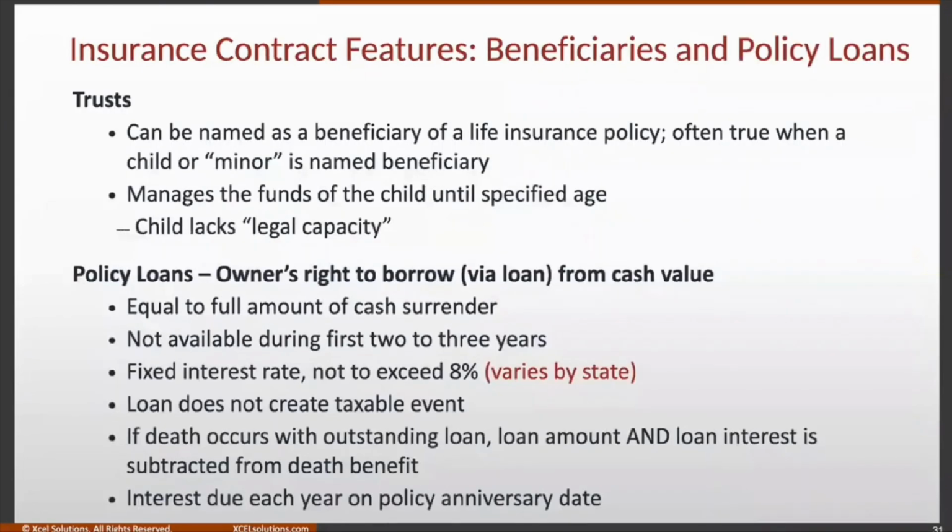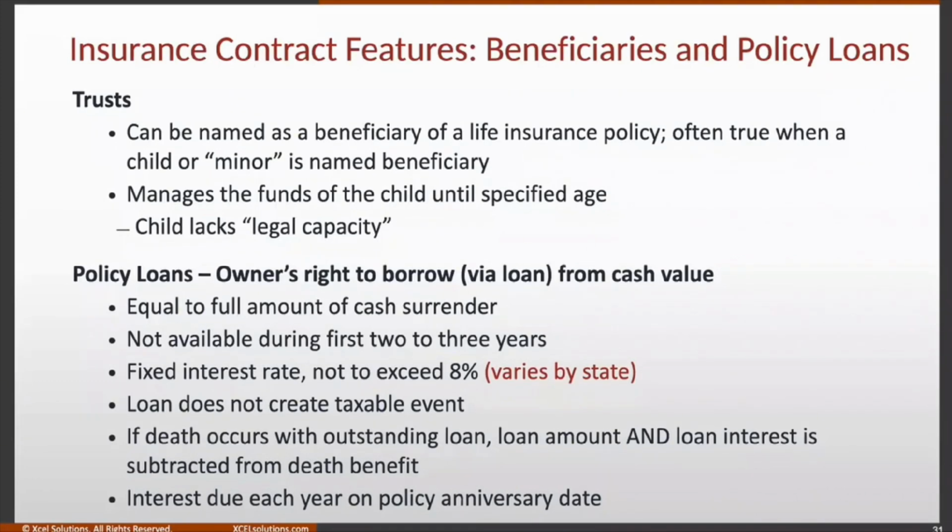Now, beneficiaries of policy loans. Trust can be named as a beneficiary of a life insurance policy, often true when a child or minor is named as a beneficiary. Because if a person names a minor child as a beneficiary and the insured dies, the proceeds are going to be held on account by the insurance company for that child until they reach age of majority, whatever age of majority is true in that state.